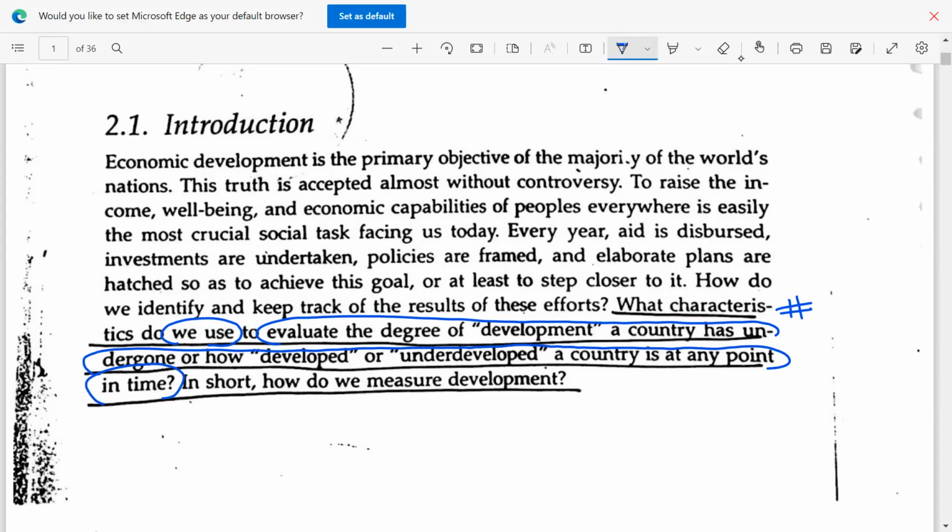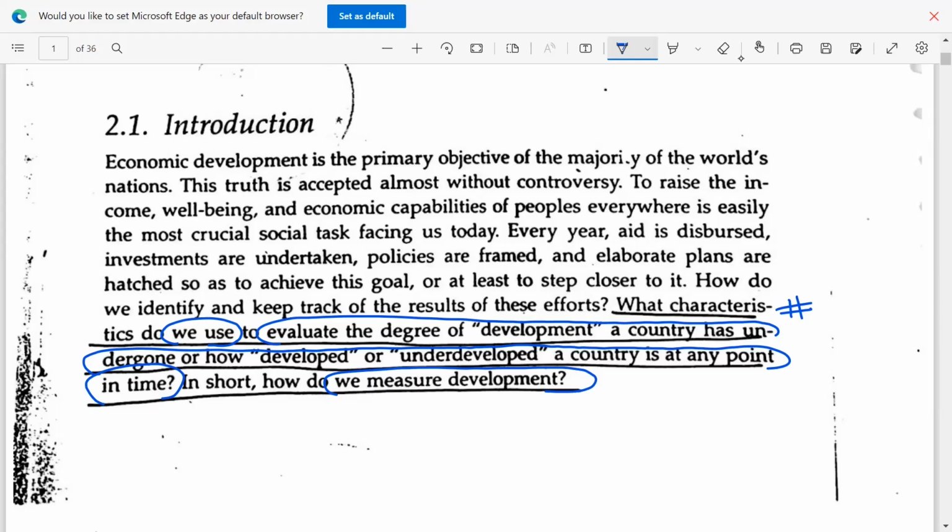This is a very famous question in development economics, which we ask ourselves. How do we measure development? How can I say that a particular country comes under the category of developed or underdeveloped? In short, we need to see how we can measure development. Can we only use per capita income or GDP to measure development? Should we also use social indicators like life expectancy, child mortality, literacy rates, education? What should be the combination of per capita GDP along with social indicators?